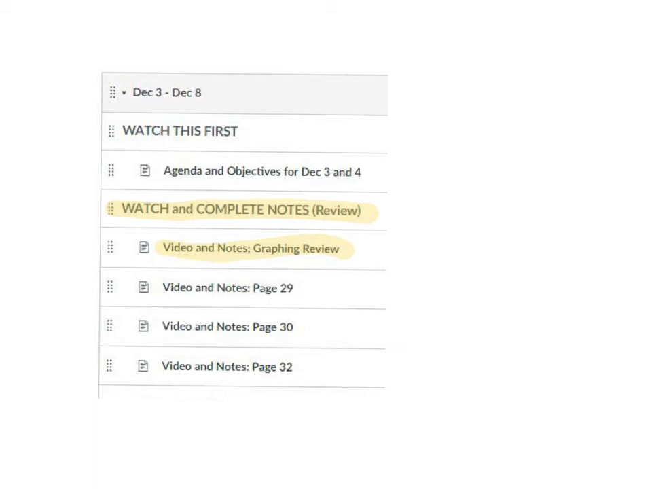There are then 3 pages in your notebook that I want you to work through the problems on and the videos that go along with it. That's page 29, page 30, and page 32. Those are all word problems that take into multiple concepts that we have done during this chapter. So to be able to complete those, you need to know how to do slope, you need to know how to do point-slope form, slope-intercept form, standard form. So it really pulls all of our concepts together. So I want you to practice on those 3 problems.